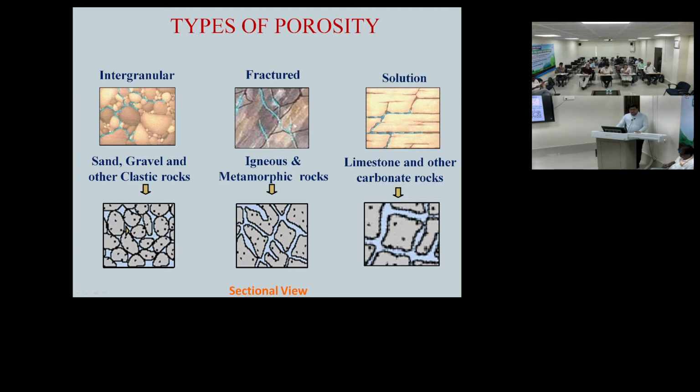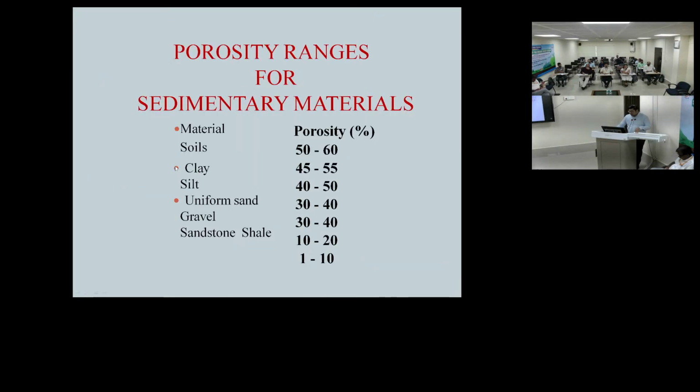Fractured rock, as I have told, has secondary porosity, in metamorphic and igneous rock, in Precambrian Assam, Shillong, Meghalaya plateau, you can find that type of thing. Here in valley fill deposits of the Brahmaputra Valley, we can find sand, gravel, and other clastic intergranular porosity. Now there are porosity ranges. Soils you can see the porosity is very high. Clay is also very porous, 45 to 55%. But gravel 30 to 40, sandstone 30 to 40.